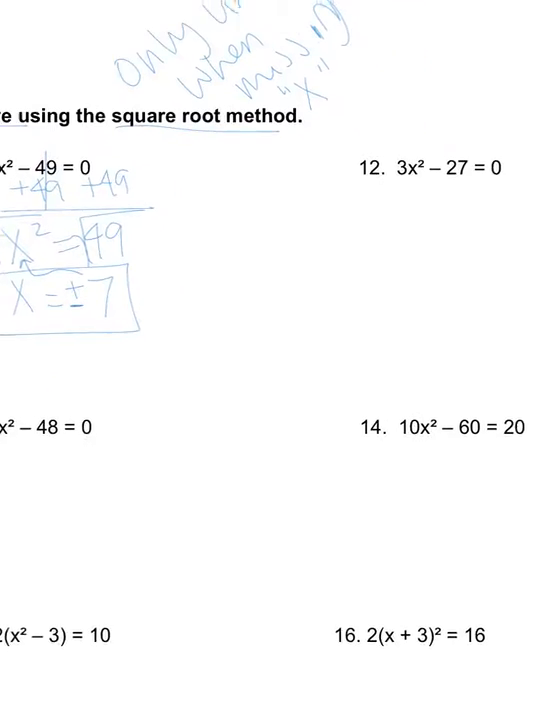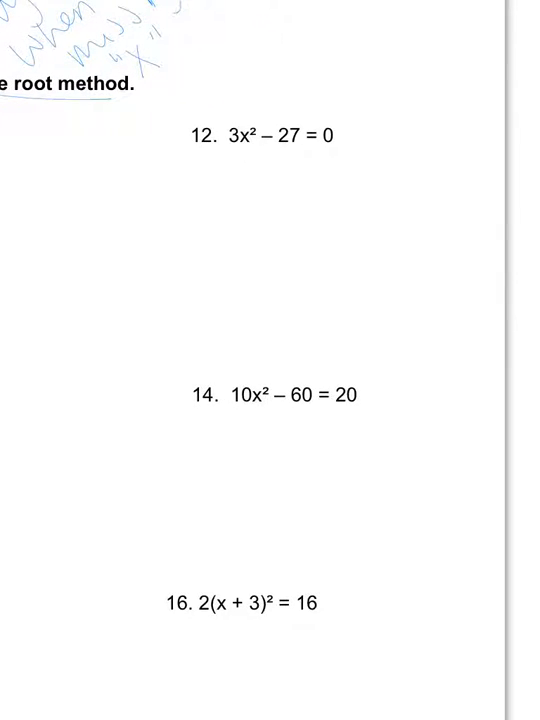Okay, so let's look at 12. We're going to get x squared by itself. So first step would be to add 27. And then divide by 3. So x squared would equal 9. And then we take the square root of both sides. So x would equal square root of 9 is 3. But remember, a positive and a negative 3 squared would give us 9.